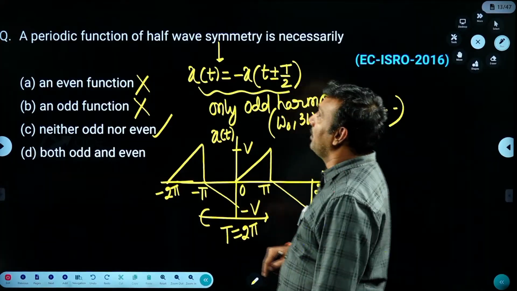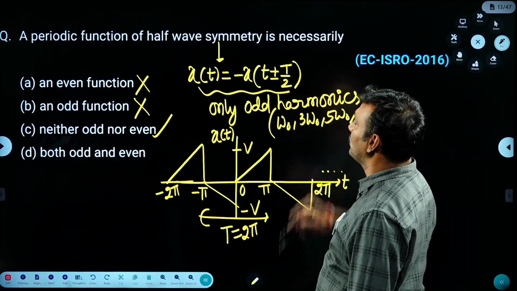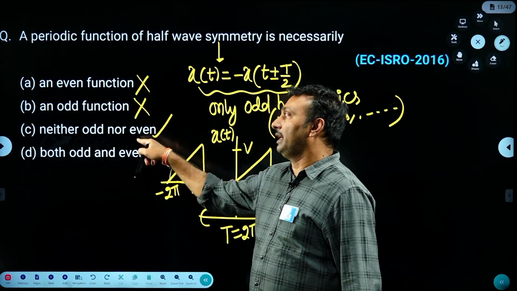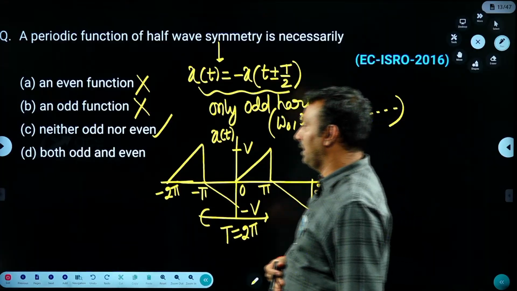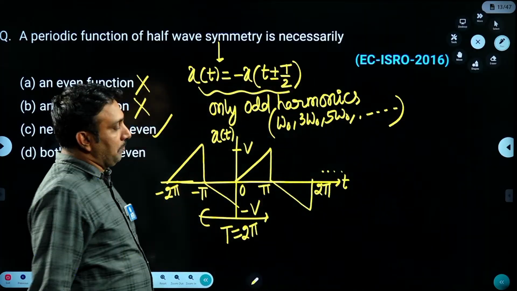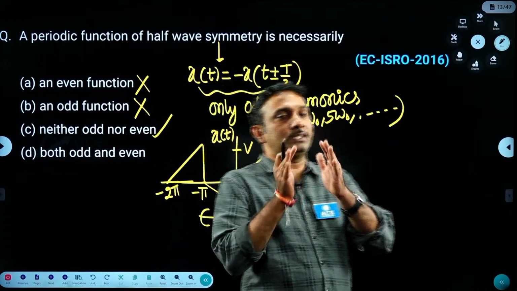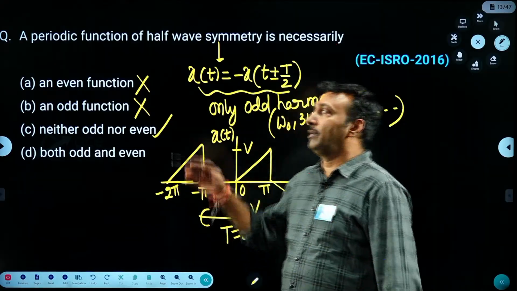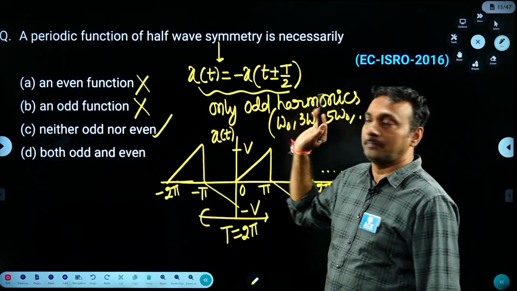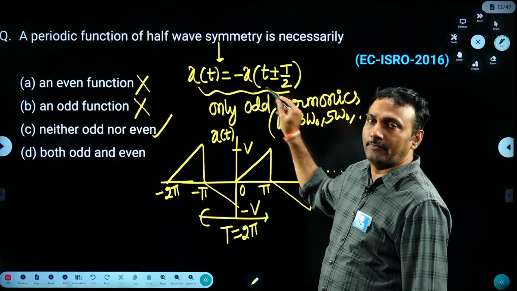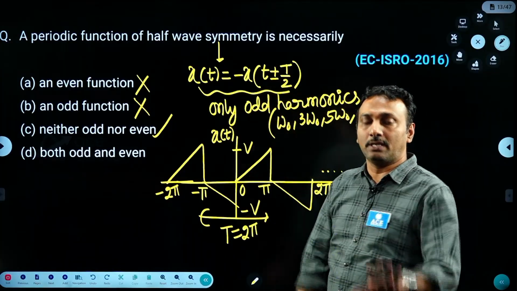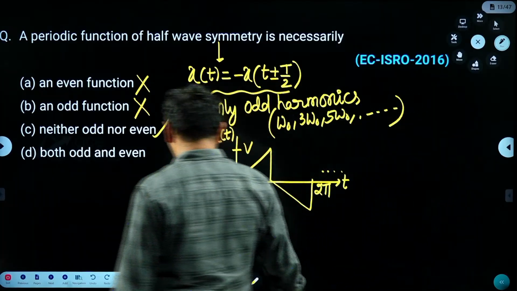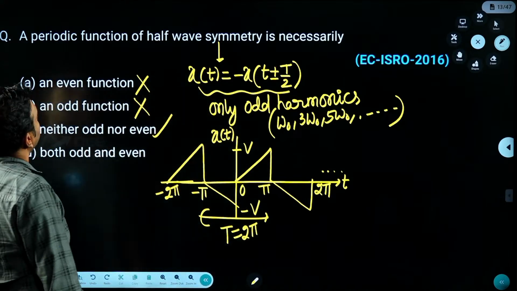So the question framed here is a periodic function of half-wave symmetry is necessarily. There is no rule that it must be even or it must be odd. Neither even nor odd. Maybe certain combinations you can have, even plus half wave, odd plus half wave. But a half-wave symmetrical signal in time domain need not be an even function or odd function. The only thing we must be thorough with here is that a half-wave symmetrical signal contains only odd frequency components, odd harmonics.